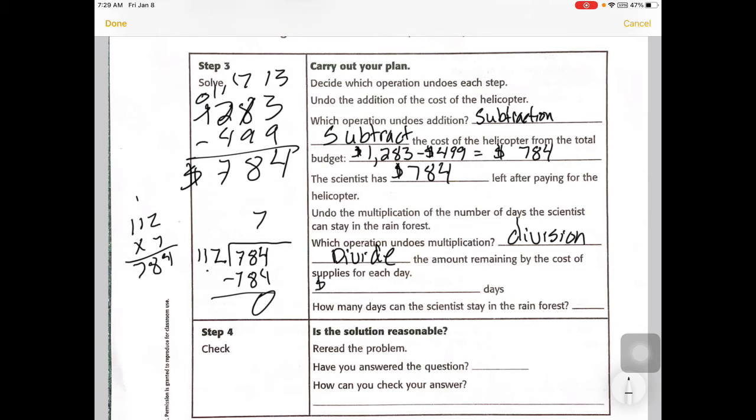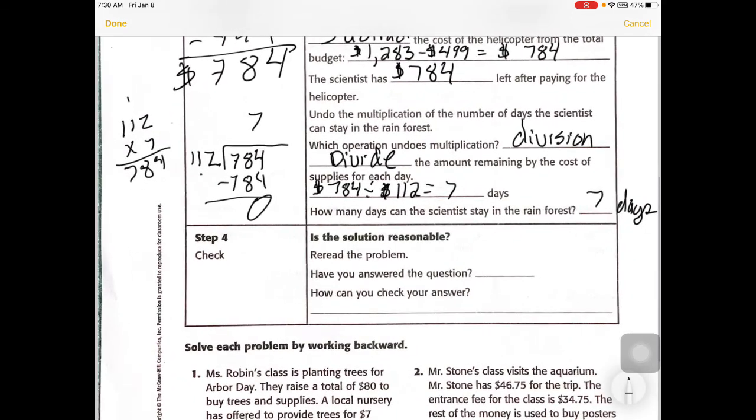So we need to put $784 divided by $112 a day equals 7 days they can stay in the rainforest. So they can stay in the rainforest for 7 days. Is this solution reasonable? Yes. And how can we check our answer? Well, we can just work the other way around. So we can do inverse operations.